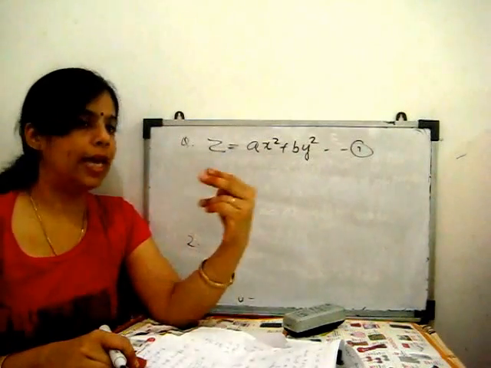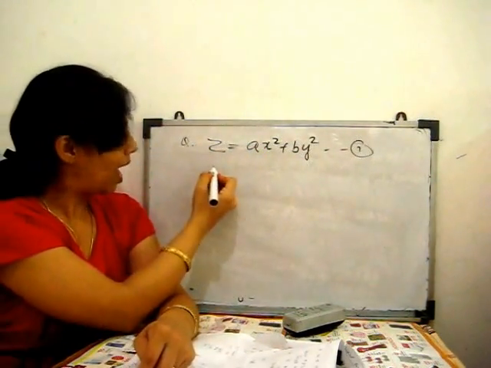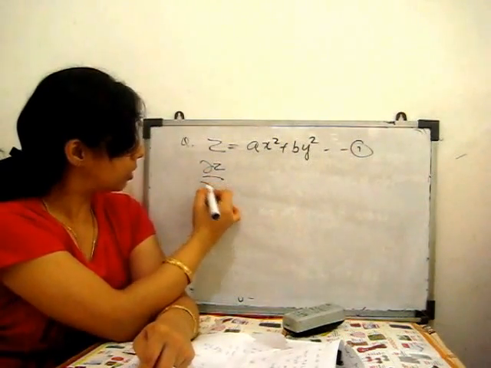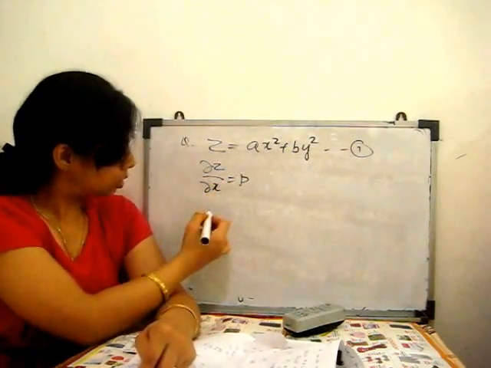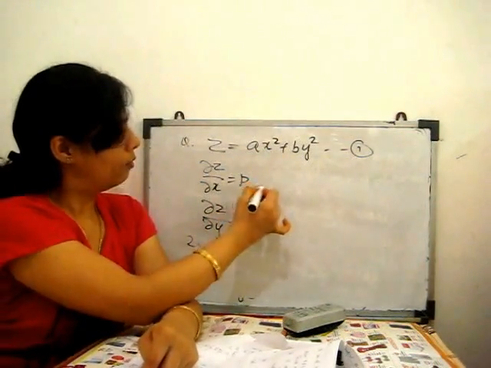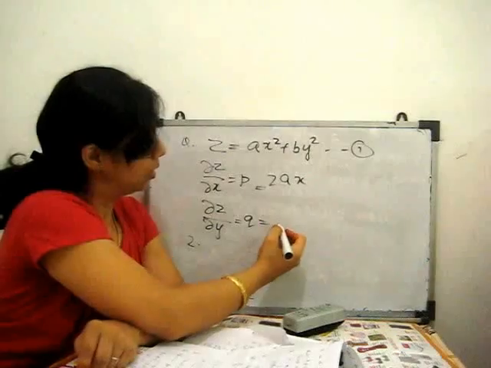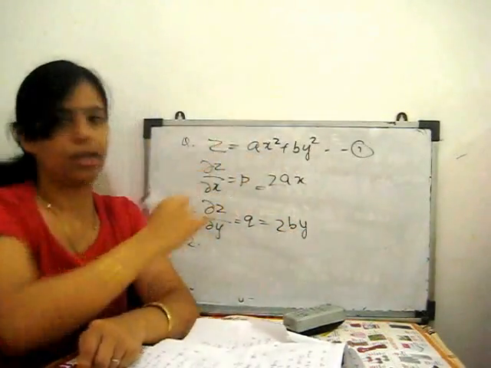So we have to remove a and b from this equation. First differentiate with respect to x and second differentiate with respect to y. This is a small q. Del z by del y is equal to q. When we differentiate, 2ax, this is 2by. Clear?